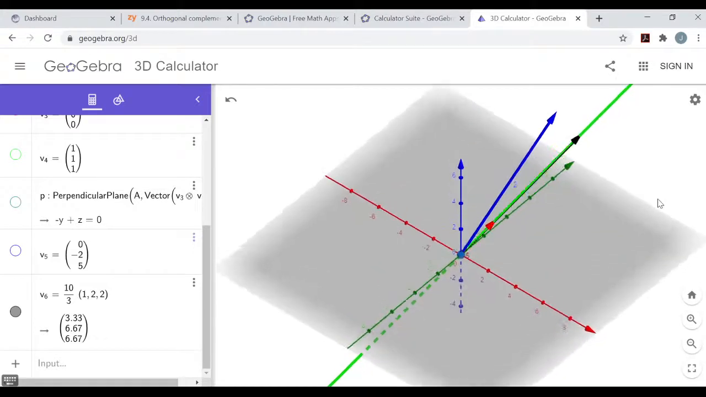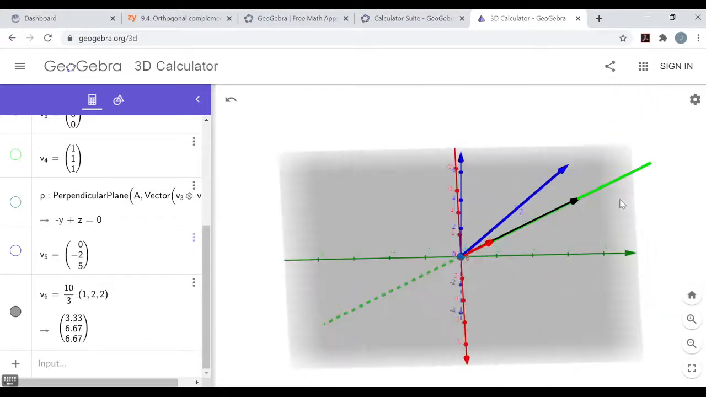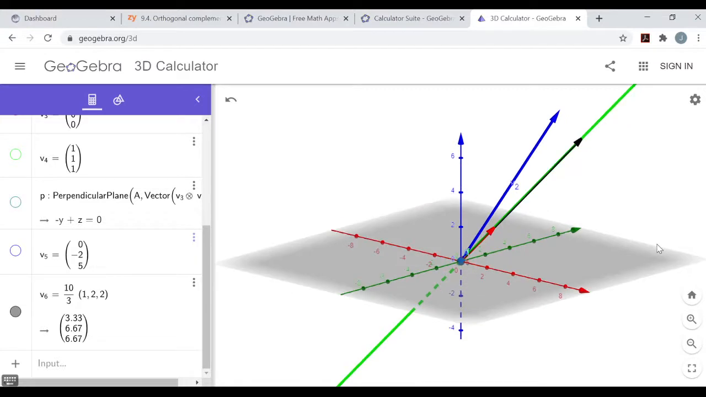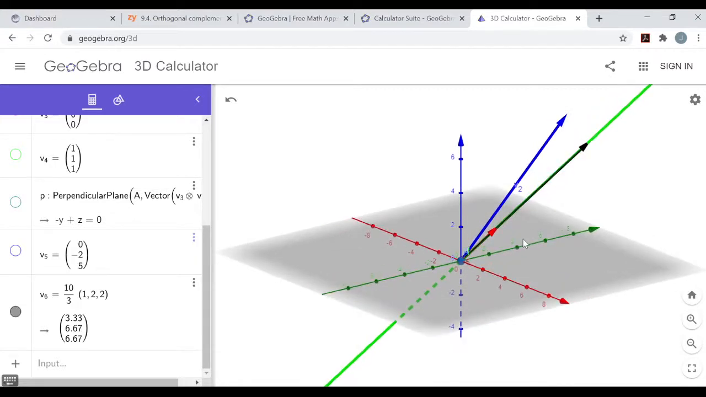And maybe you can see that it's directly below, perpendicular to the green line there. So that's going to be one part of the decomposition. Now I'm going to write the blue vector, 2, 6, 8, as this black vector, the 10/3 times 1, 2, 2, the projection, plus some vector that's orthogonal to it, some vector from the orthogonal complement of w.